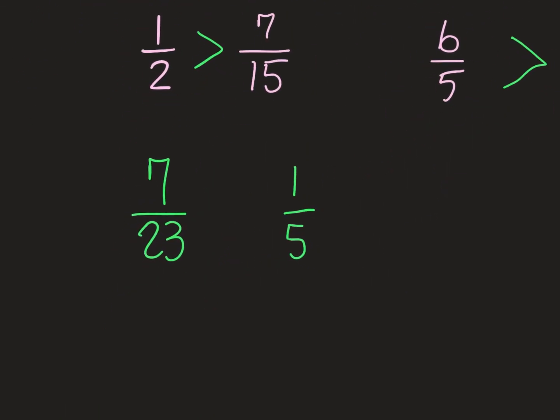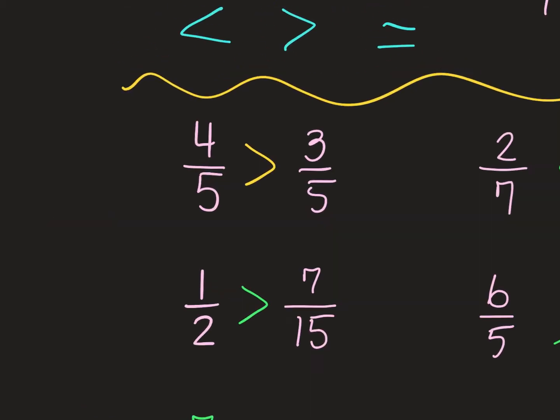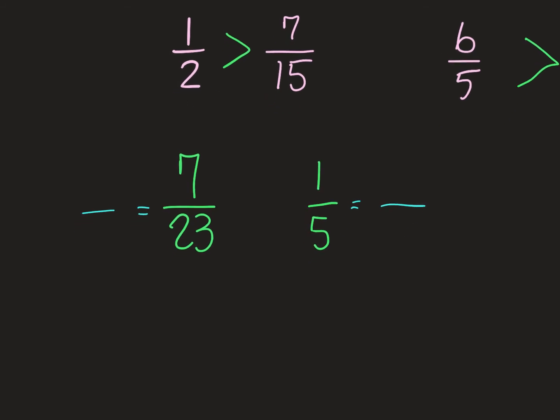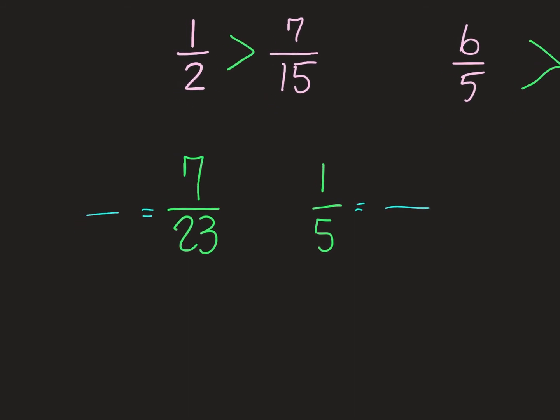But this one is much closer. We can't logically think it through as easily. So we need to get common denominators. We need to make it look like that first one. 23 and 5, there's nothing easy about this, so I'm just going to multiply them together. So I ended up with 115, so my denominator is 115.